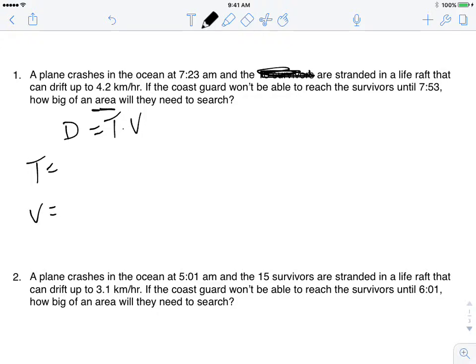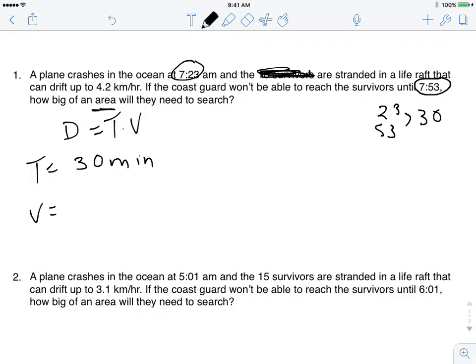So we need to be thinking about the amount of time that this life raft is actually in the water. So I need to be looking at the crash time compared to the time that the Coast Guard can reach the survivors. So we're saying that this raft is going to be in the water from 7:23 to 7:53. And if I think about 23 to 53, that ends up being 30 minutes. So my time is 30 minutes. Now, we might have to change the unit of that, but for now, let's leave it as 30 minutes.